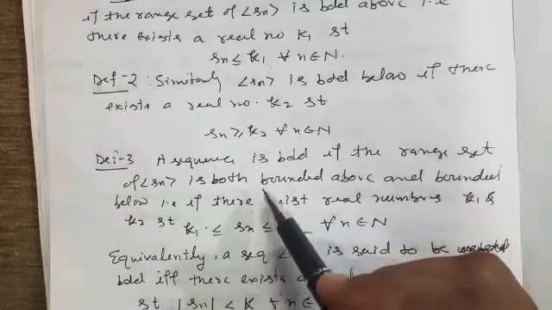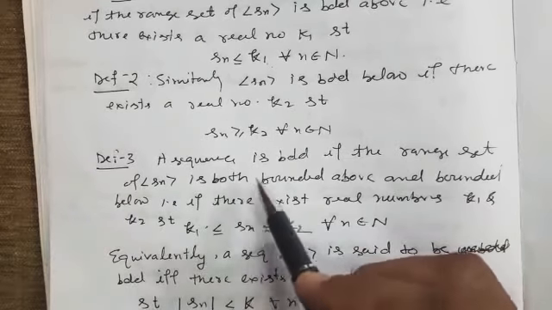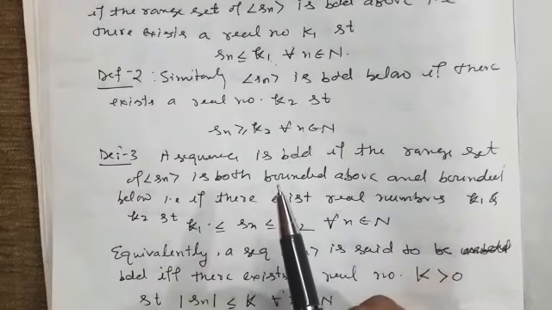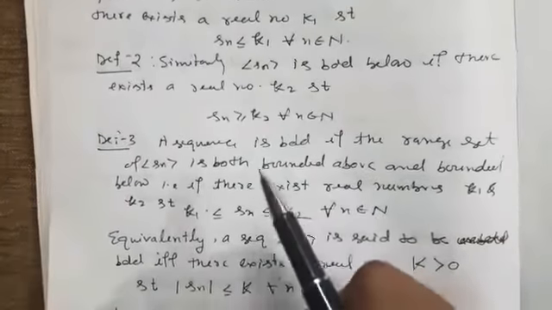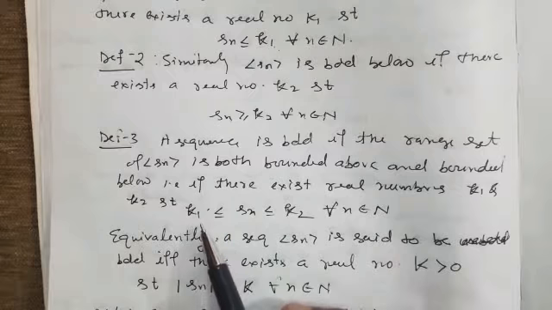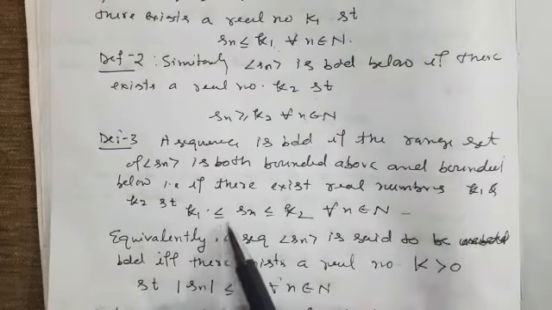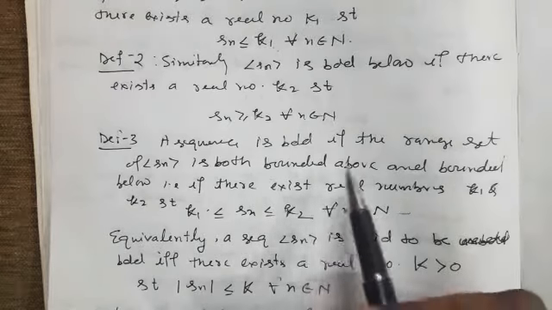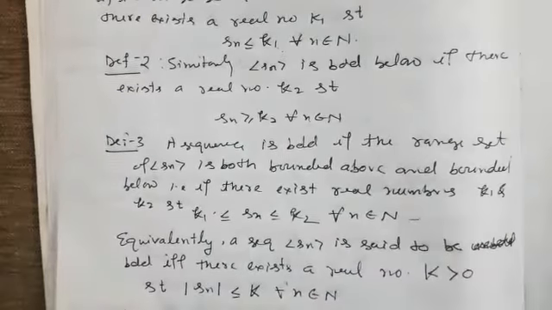And as you know, like a bounded set, a sequence is bounded if it is bounded above as well as bounded below. Means there exist two real numbers k1 and k2 such that Sn lies between k1 and k2 for every n belongs to N. This is the definition of boundedness of a sequence.